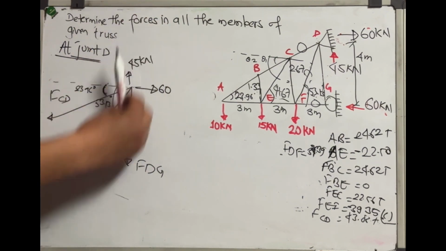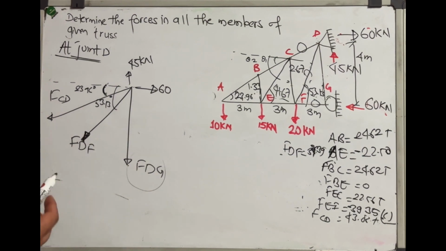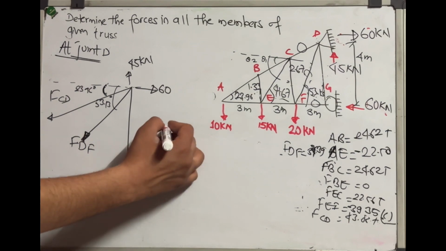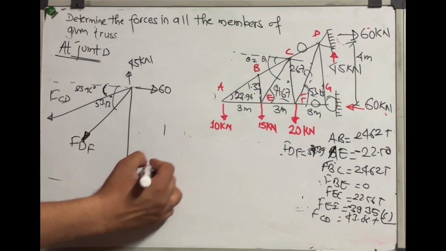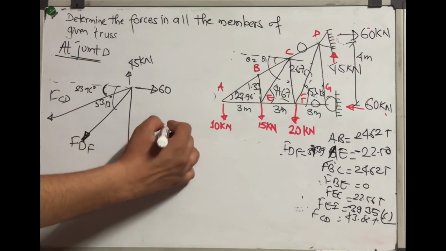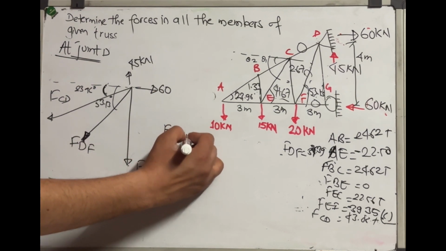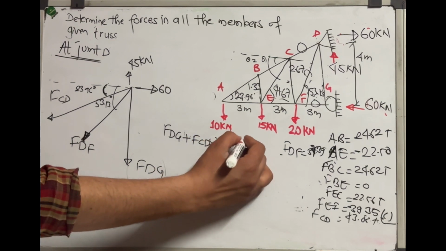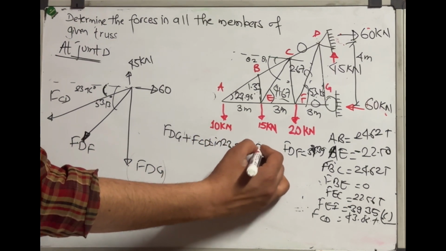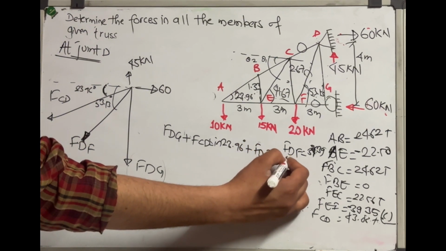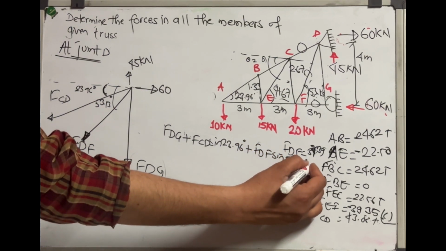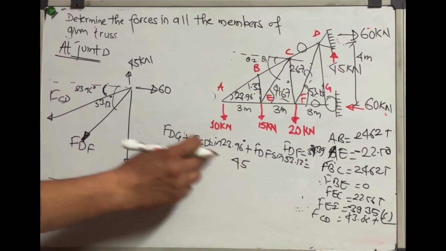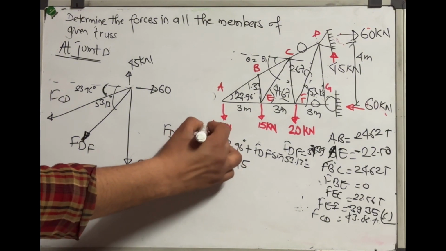If you take the summation of force in the upward direction, what will the value of FD be? You can check this. So this is for the purpose of checking. If you do the summation of force in the y direction, taking the downward direction as positive, then FDG plus FCD sine 23.96 degrees plus FDF sine 53.13 degrees is equal to 45. Put the value of CD as 43.06.